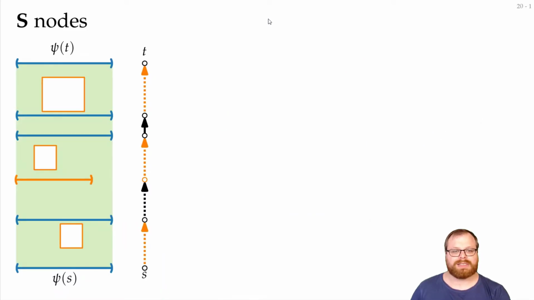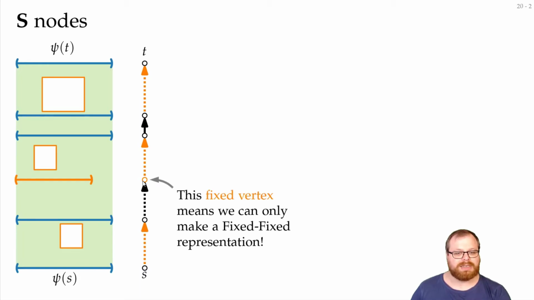What about the S nodes? Here we have a path, and inside we have components. Let's first assume that one of these vertices on the path is fixed. That means we can only make a fixed representation, because we're not allowed to have a visibility from here to here, not from here to here, and so on. So if this is loose on this side, then there is some visibility between these bars that we're not allowed to have. So it must look like this. That's already very restrictive. We can only do FF.